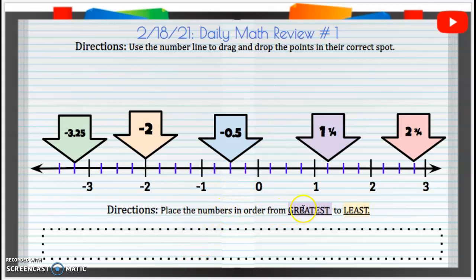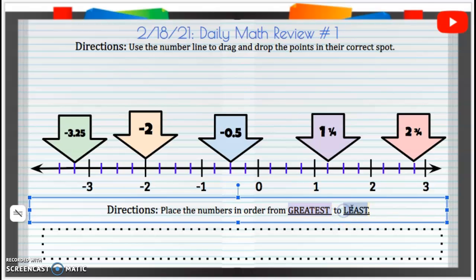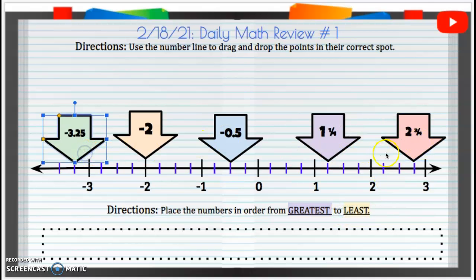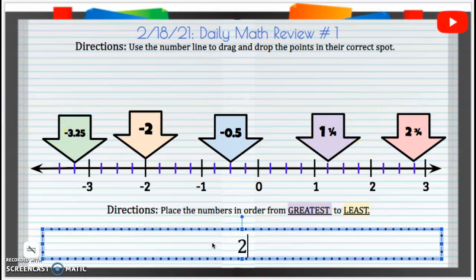All right, let's place the numbers in order from greatest to least. So this time it's greatest to least. So the biggest number, I'd rather have $2 than to owe somebody $3. So the greatest number is going to be 2 and 3/4. Then 1 and 1/4. And then we have -0 and 5/10. -2. And then -3 and 25 hundredths.